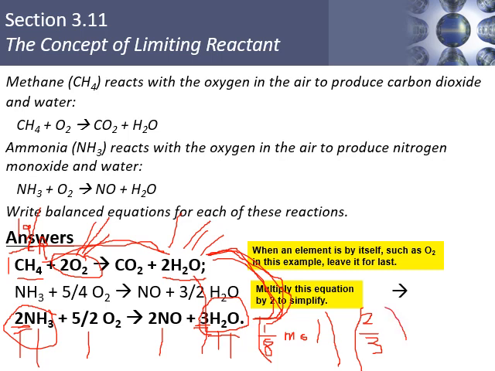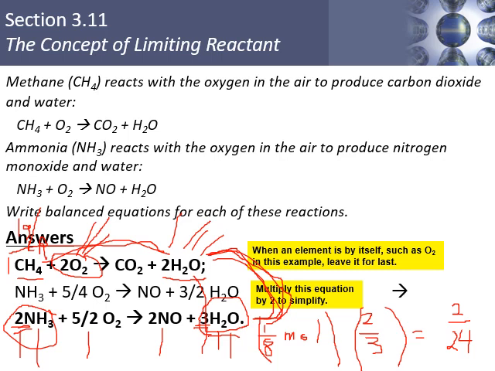So multiplying across the top, 1 times 2 is 2. And across the bottom, 8 times 3 is 24. So I've got 2 over 24, which reduces to 1/12. And that's basically your answer in terms of number of moles. You would need 1/12 of a mole of NH3.